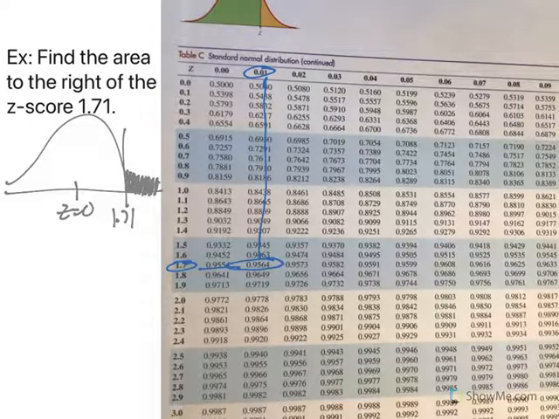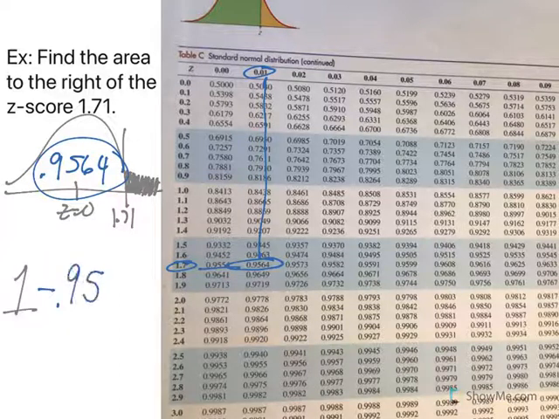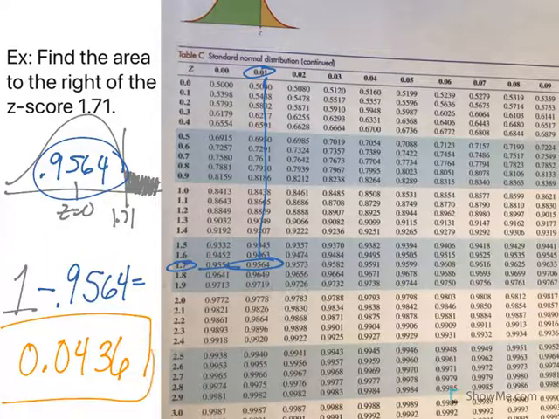So the area to the left is 0.9564. That's what the table gives me. So again, I take the whole thing, which is 1, I subtract the area on the left, and it gives me the area on the right: 0.0436, which could also be 4.36%, though we can't talk about probability in terms of percents. But that's the idea when we're talking about more or greater or area to the right.